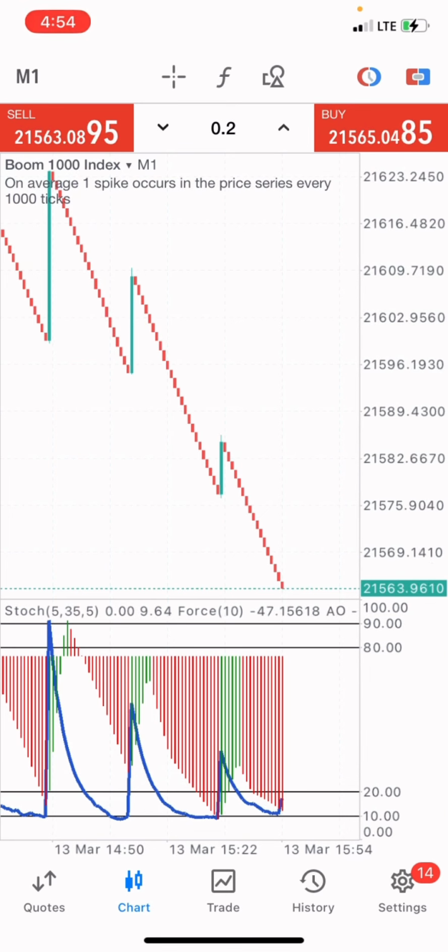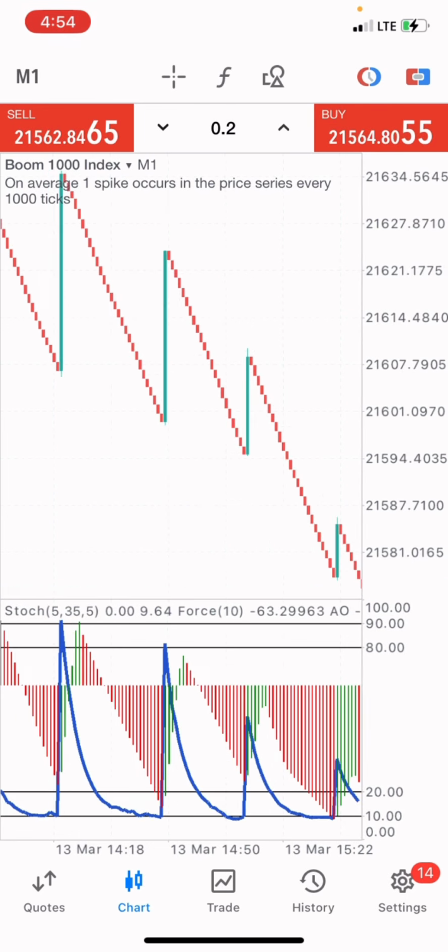So how do we maximize this to our advantage? How do we make profits? How do we catch these candlesticks with this strategy? How do we make money using this strategy? Basically, I'm going to show you guys right about now. This is for the boom 1000 index market, right? You want to be selling the boom 1000 market. All right, you want to be selling to take some candlesticks out of the market.